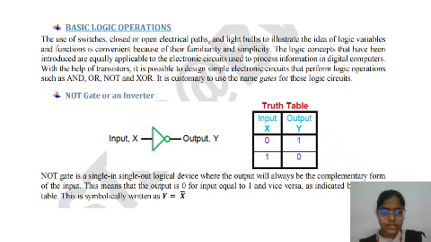NOT gate is a single-in single-out logical device where the output will always be the complementary form of the input. This means that the output is 0 for the input equal to 1 and vice versa, as indicated in the table. This is symbolically written as Y equals X complement.